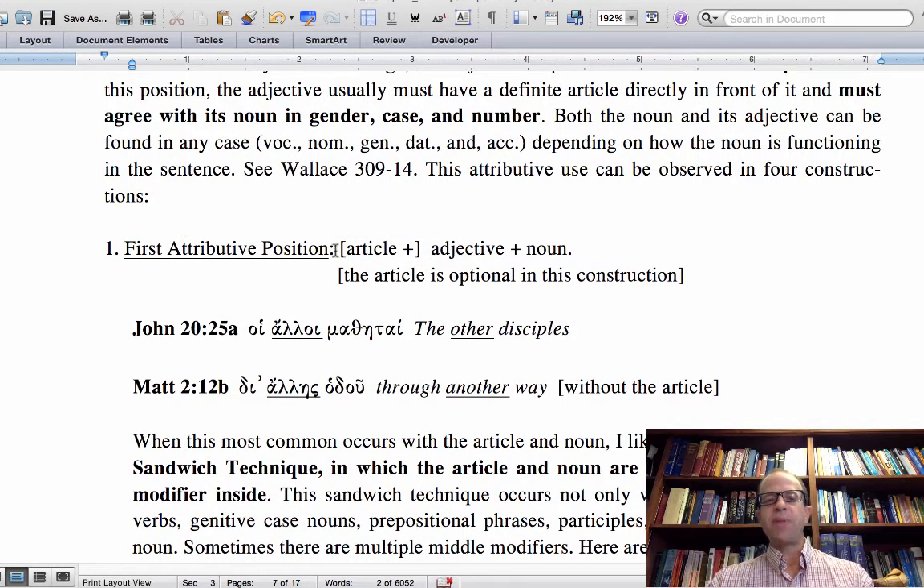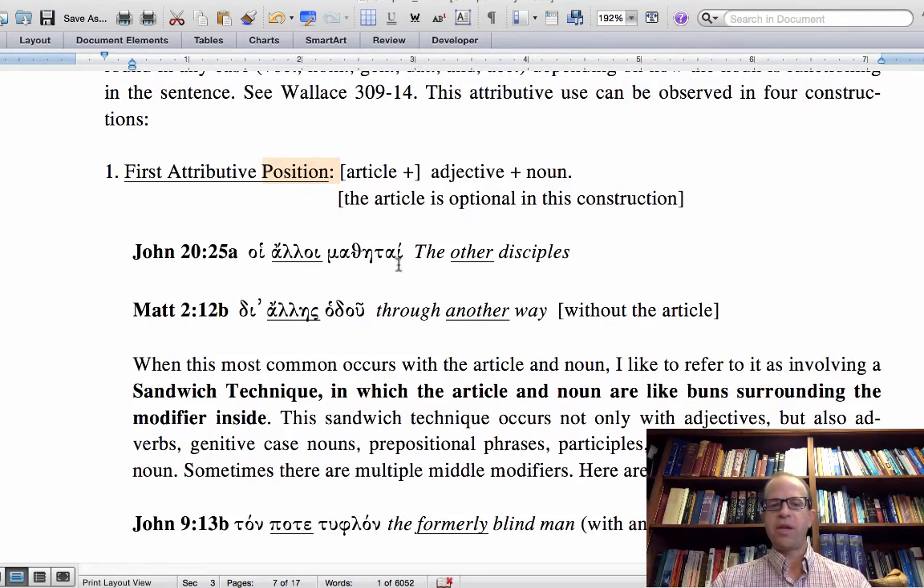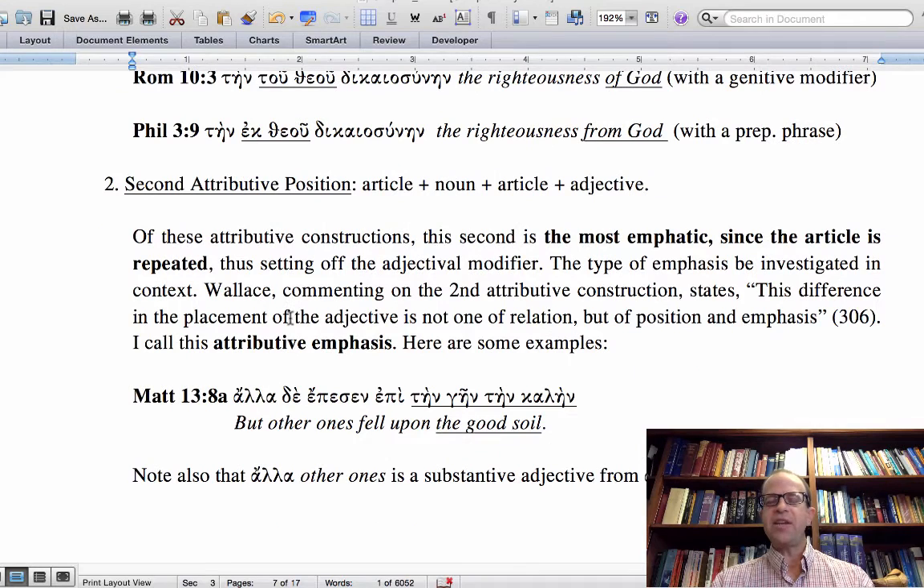And these are described in terms of position. So if you have an article, then an adjective plus a noun, that's called the first attributive position. And you can look at these examples. A second attributive position is a bit more marked because the article repeats. You have an article, then a noun, and then the article, then the adjective. Now notice that this is quite different than English.